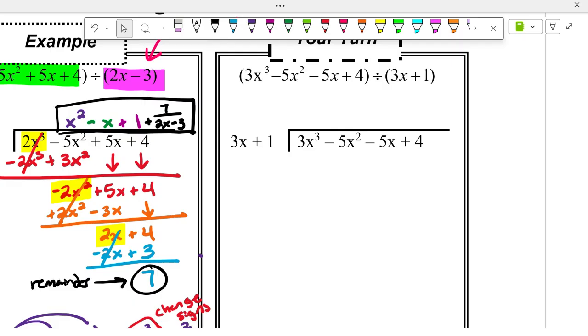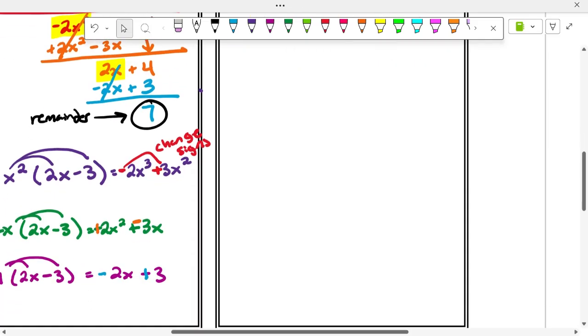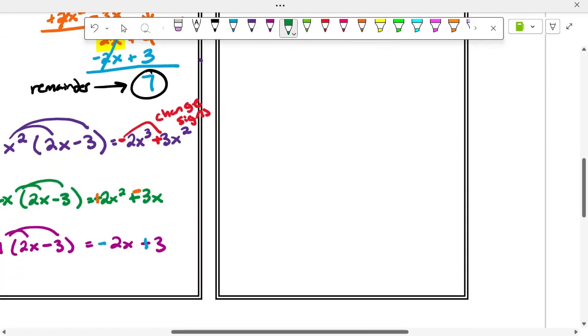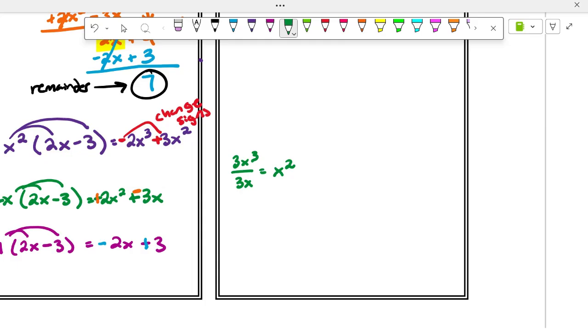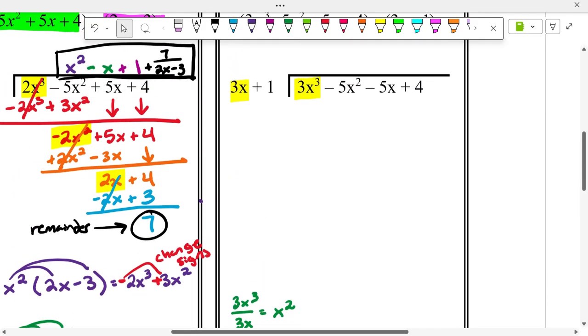Say one more time. Right. We're going to divide the 3x cubed by 3x. And Shaki, when we do that, what do we get? X squared. Good. So I'm going to write that up here.